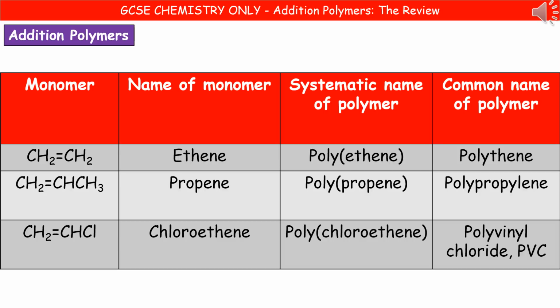All you ever need to do to get the name of the polymer is write the word poly in front of the monomer name. If they were to give you the name of the polymer, so if we look at the second row with polypropene, and they ask you what's the name of the monomer, all you do is just write down the bit in brackets. So in this case, it's just propene. So nice, easy way to name either the monomer from the polymer or the polymer from the monomer.